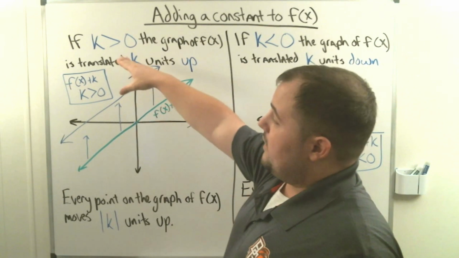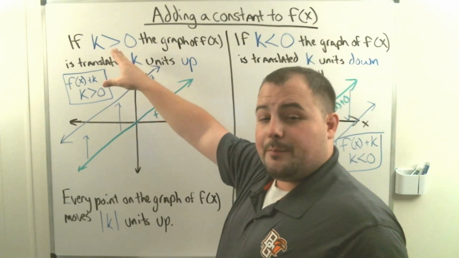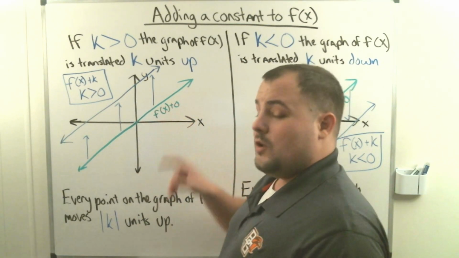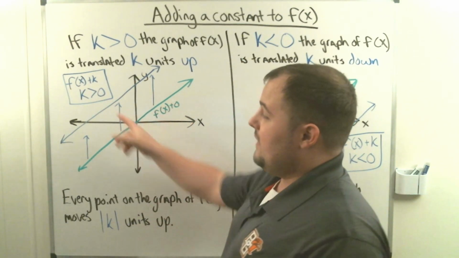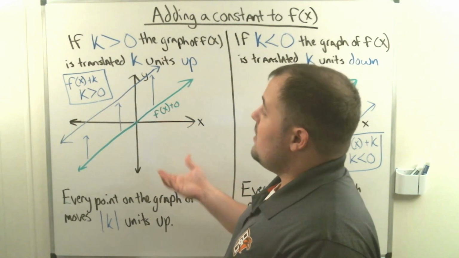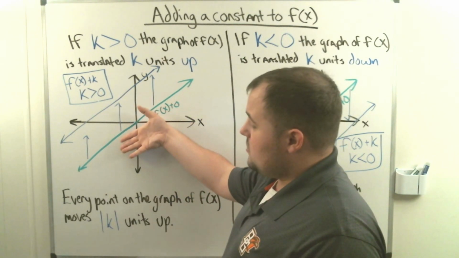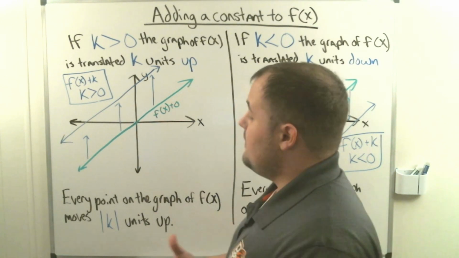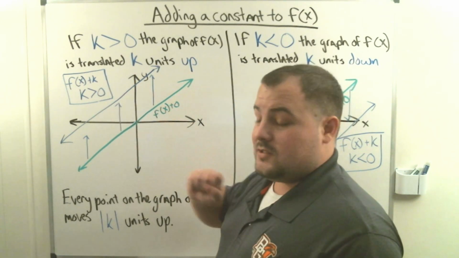Now, the rule is, if I add a number to that problem, so f of x plus 0, if I add a number to that problem and that number is bigger than 0, what's going to happen is this graph is just going to move up whatever number I add to the problem, as long as it's bigger than 0.